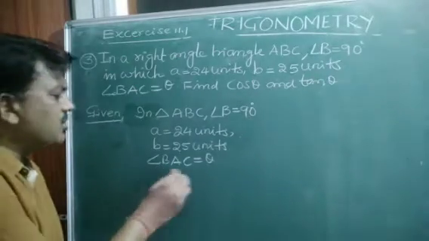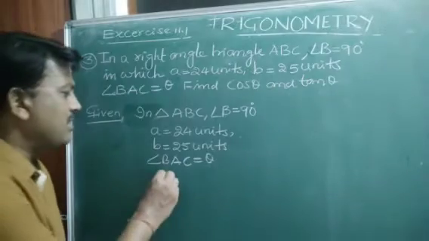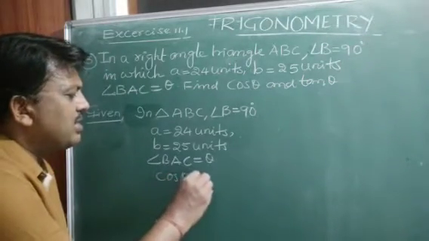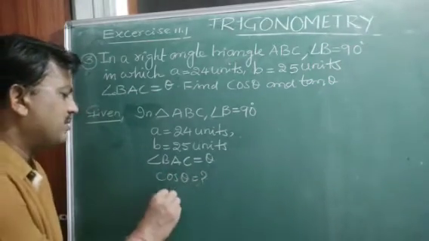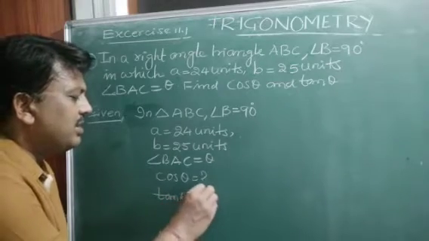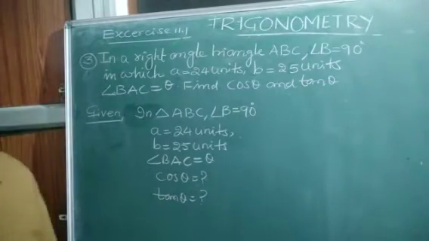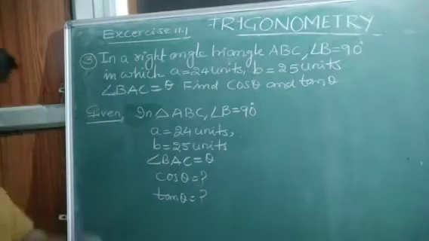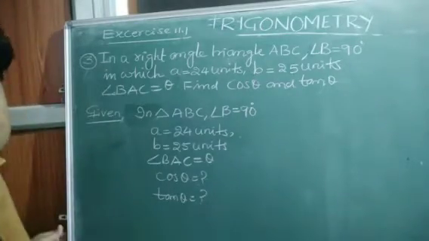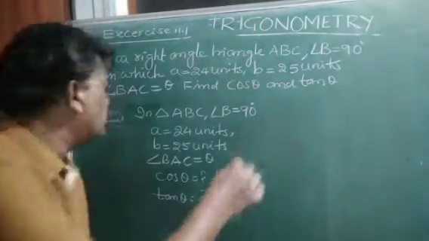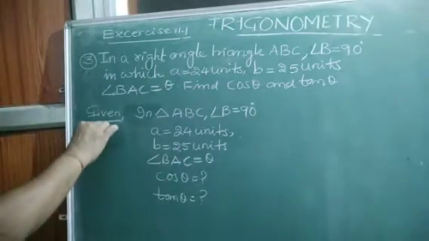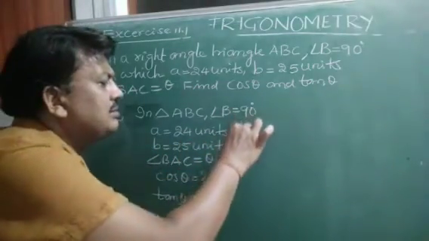What you have to find out? Cos theta and tan theta. So cos theta is equal to question mark, tan theta is equal to question mark. Okay, children. So children, for that we have to draw a triangle. Let's draw the triangle.